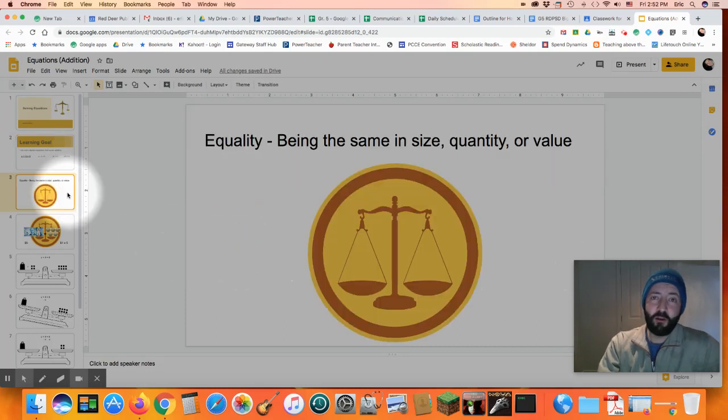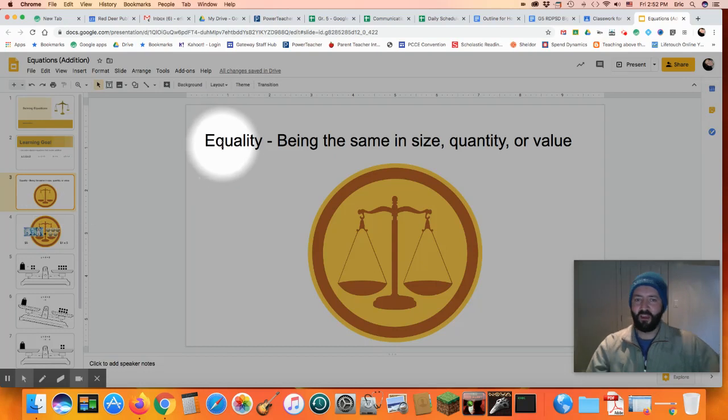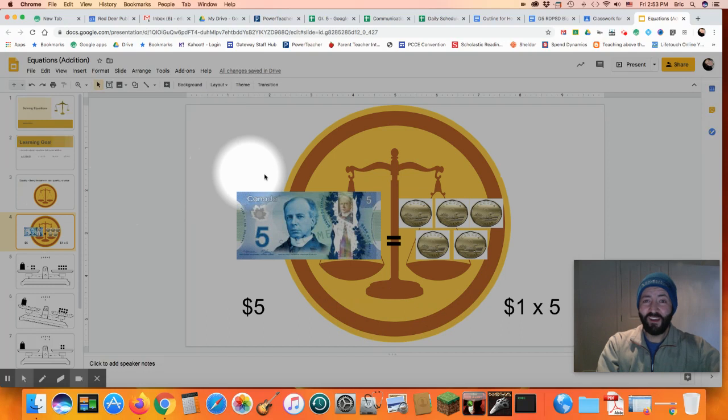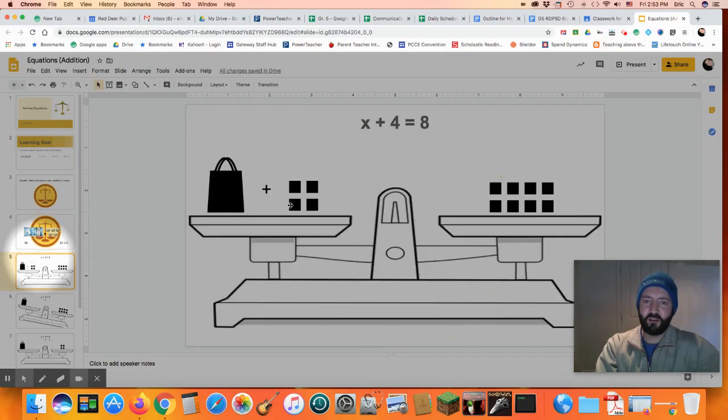I do want to review what we covered in our last lesson. We talked about equality. I gave the example of a balance being used to weigh two things to make sure that whatever we have on the left side is equal to whatever we have on the right side. We also talked about the example with money, how a $5 bill and 5 loonies have the same value. Even though they're different denominations of money, they would be in balance if we were talking about their value. So with that in mind, let's move on to our new content for today.